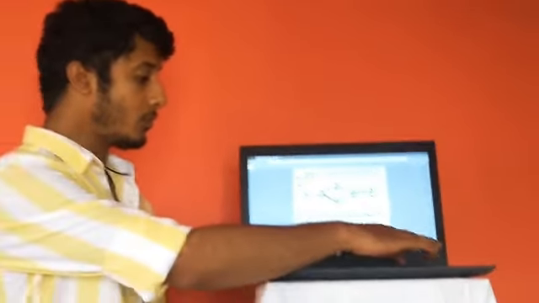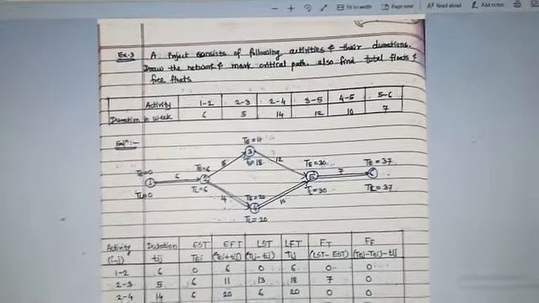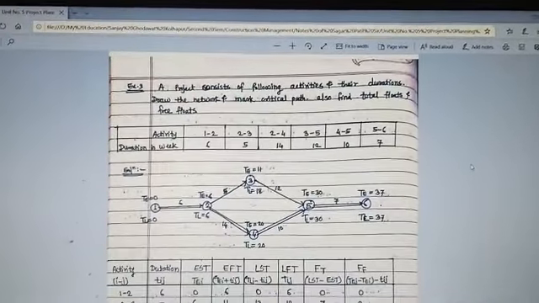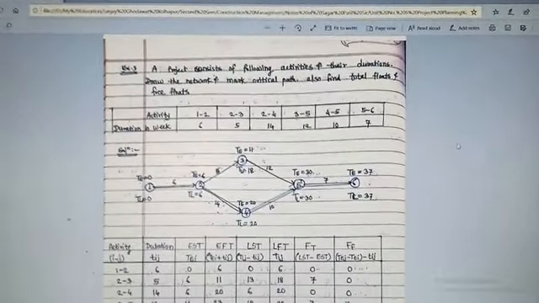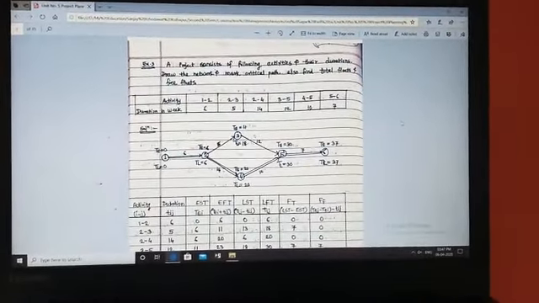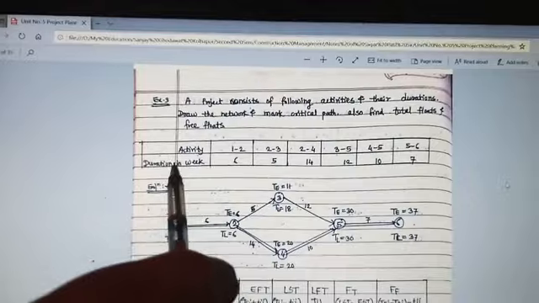Here is the numerical problem I would like to consider: a project consists of the following activities and their durations. For this, draw the network and mark the critical path. Also find total floats and free floats. In the same numerical problem, they have given the activities and some durations in terms of weeks.